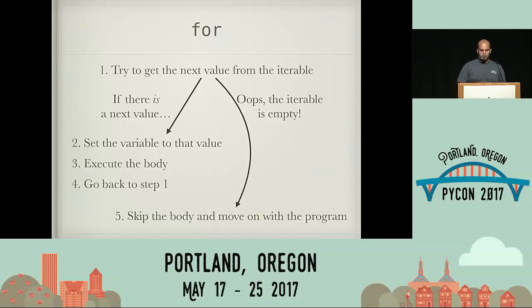To break it down even further, the way the for construct works is we start by trying to get the next value from the iterable. If we have a value, then set the variable to that value, execute the body, and go right back up to the top and try again to see if we can get the next value. If we've reached the end of the list or the end of the string, then the iterable is empty, and we go right back down to step 5, skip the body, and move on with the program.